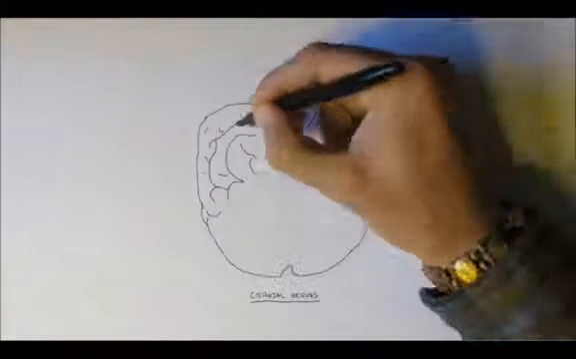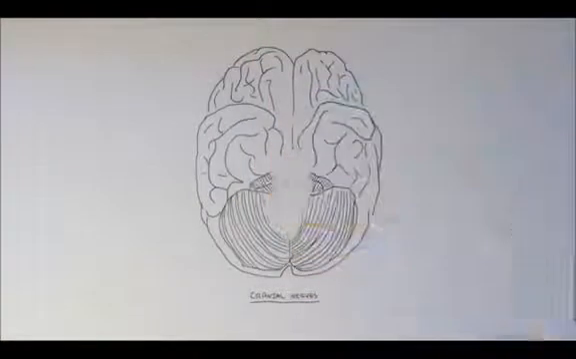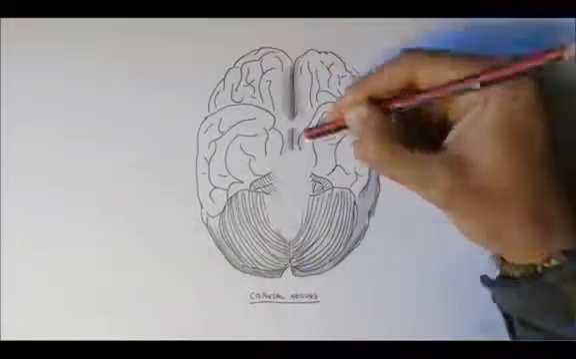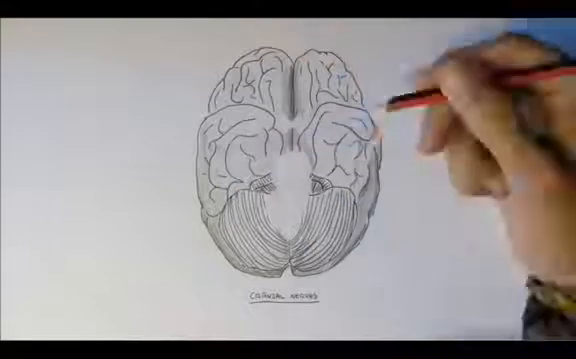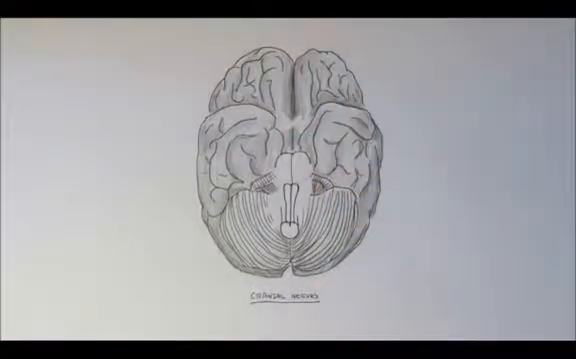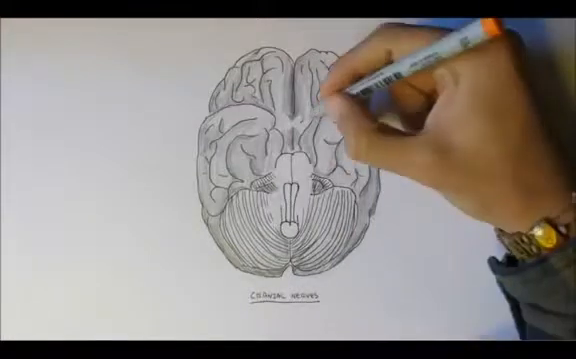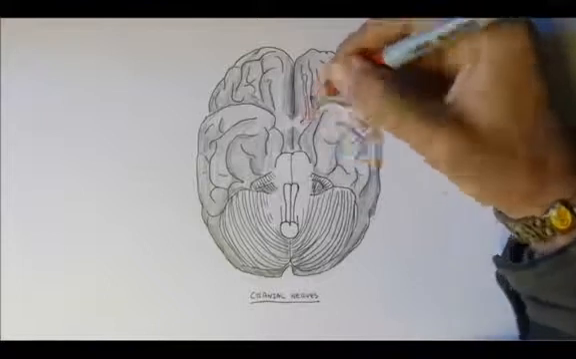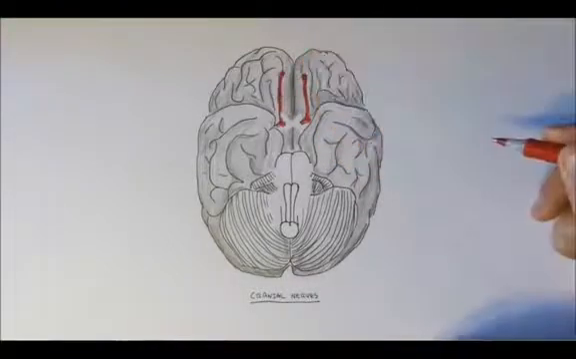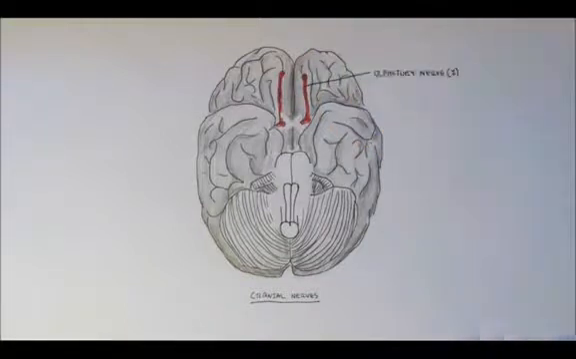So I'm going to draw out a brain, an inferior view of the brain. You can see the cerebrum and the 2 hemispheres, and also here is the medulla oblongata and the pons. So the first cranial nerve is situated in the cerebrum, arising around here. And the first cranial nerve is known as the olfactory nerve, nerve number 1.